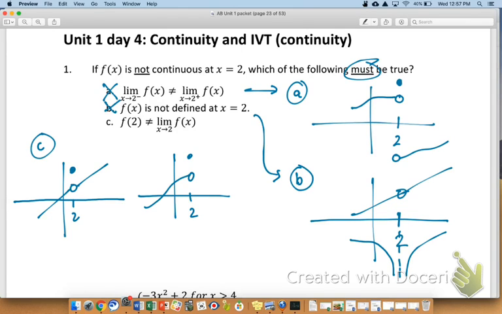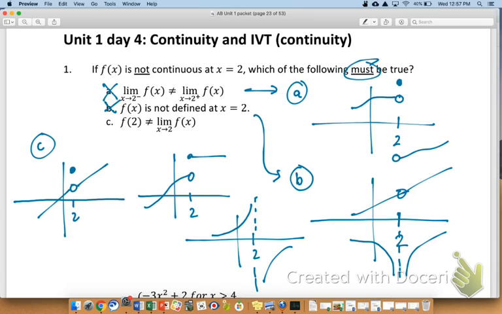So something like this would be the jump. Here, f of 2 doesn't equal the limit because although f of 2 does exist, the limit doesn't. Make sense? And then the last one would be a vertical asymptote at 2, so maybe you've got one of these guys. There's your vertical asymptote, and then just something like that.